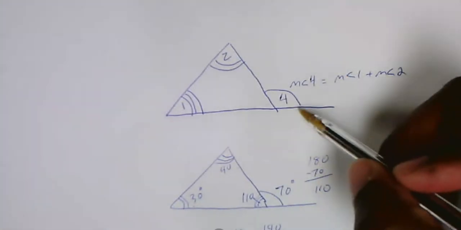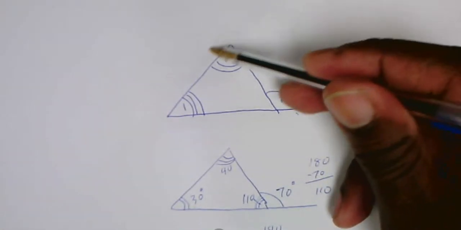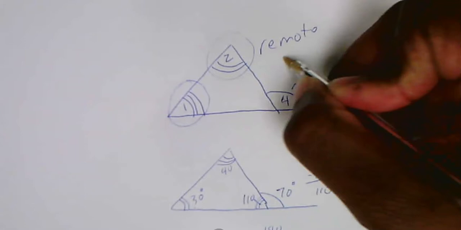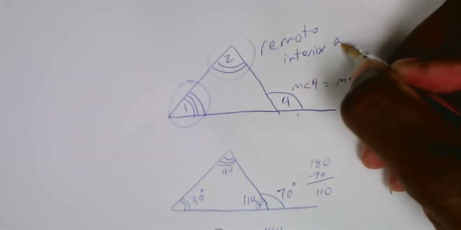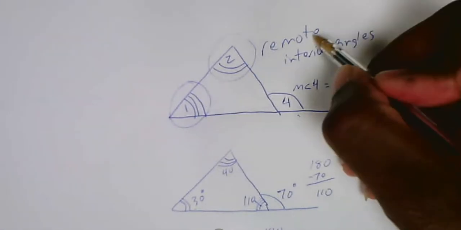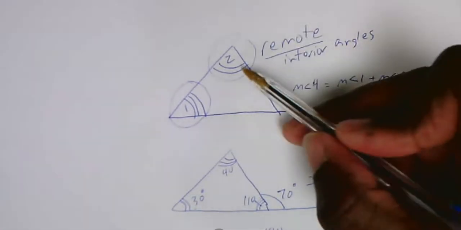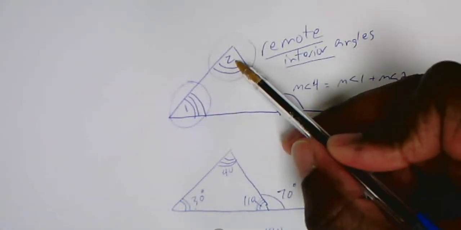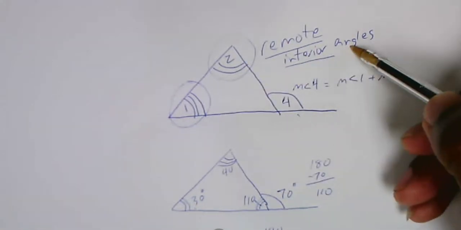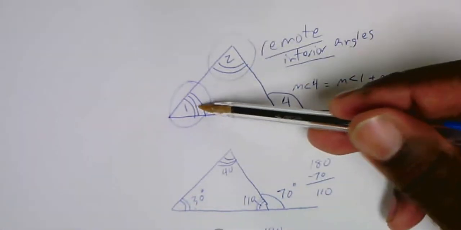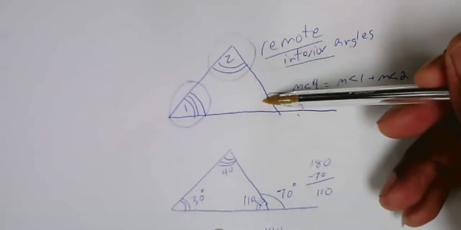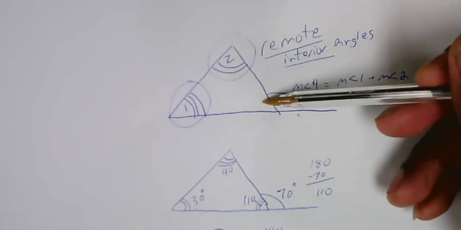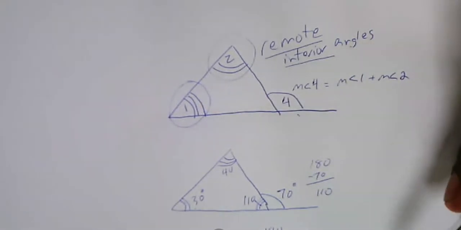So the exterior angle here is always equal to the two remote interior angles. We call these remote interior angles. Reason why? Remote means far away. Interior is the second adjective, and it means inside the triangle. So remote interior angles are the two angles as far away from angle 4 and inside the triangle. This angle wouldn't be far away. It would be adjacent to angle 4, so it wouldn't be remote, even though it's interior. So I know that's always true.